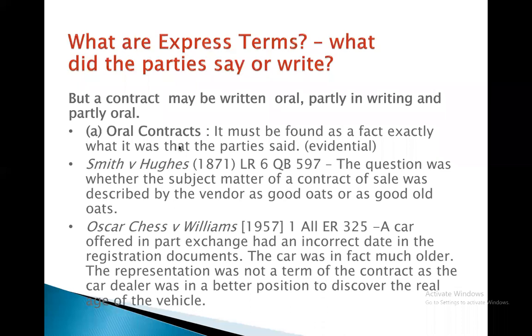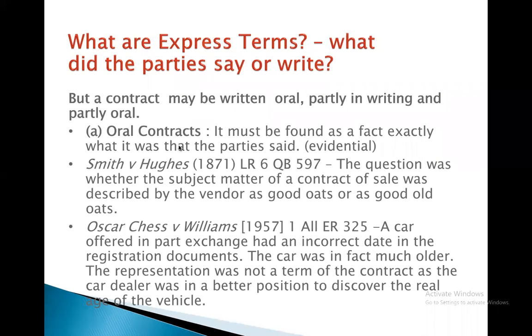As far as an oral contract is concerned, the terms must be found as a fact, exactly what it was that the parties said. So we are interested in finding out what was said when they were negotiating or having conversation, leading eventually to the conclusion of the contract.